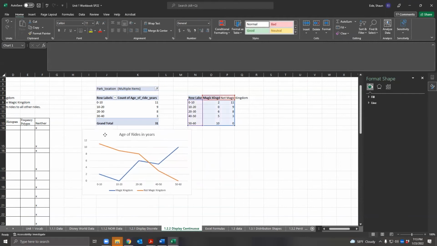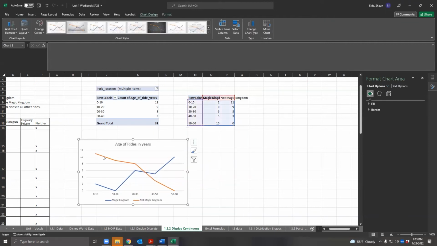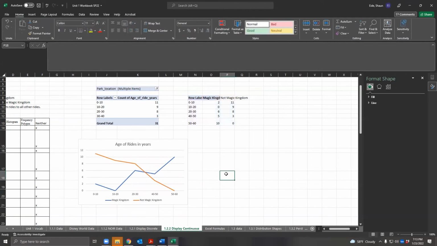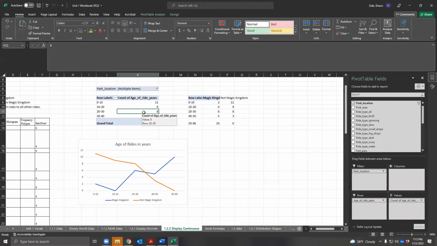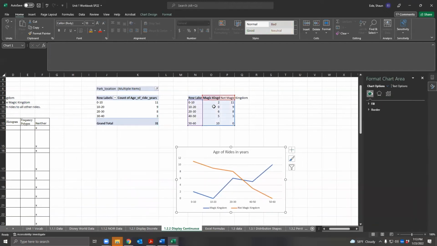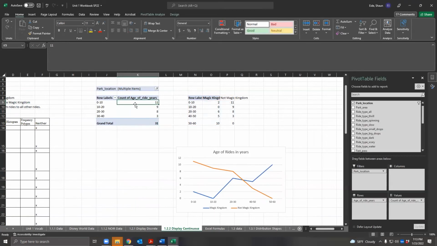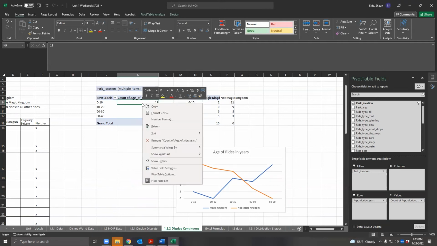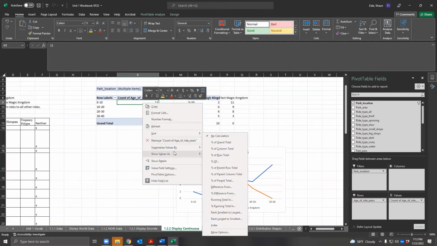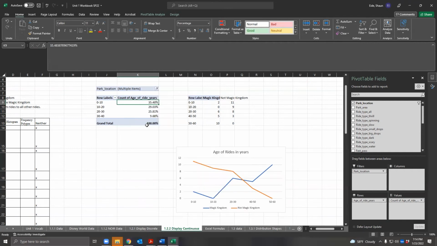Now, I'm going to be really honest with you. I don't love frequency polygons. I would much prefer something called a relative frequency polygon. Okay. And so a relative frequency polygon is very similar, but what it does is it accounts for the fact that these two things are not necessarily going to be the same. And so instead of having 11, 9, 8, and 3, those are the counts, what we need to do is percent of grand total. So we would do something very similar.